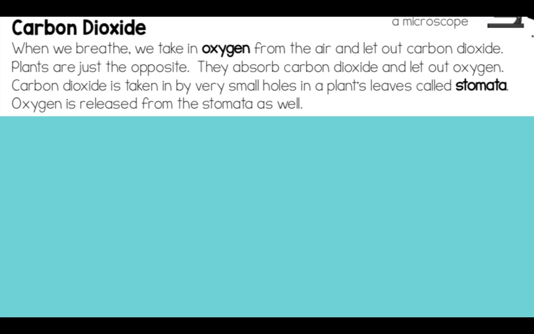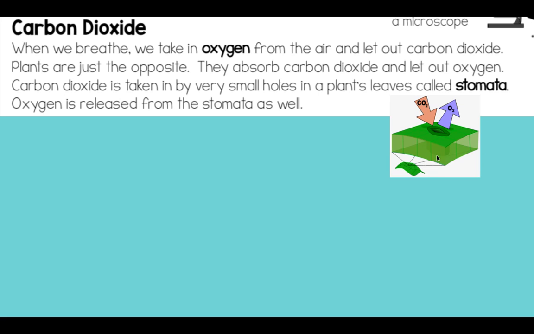Carbon dioxide. When we breathe, we take in oxygen from the air and let out carbon dioxide. Plants are just the opposite. They absorb carbon dioxide and let out oxygen. Carbon dioxide is taken in by very small holes in a plant's leaves called stomata. Oxygen is released from the stomata as well. So if you think about a leaf, there are these super teeny tiny holes that we can't always see. And what these holes do, just like it just explained, is let in gases. So carbon dioxide is able to enter, and then after photosynthesis, oxygen can come out.